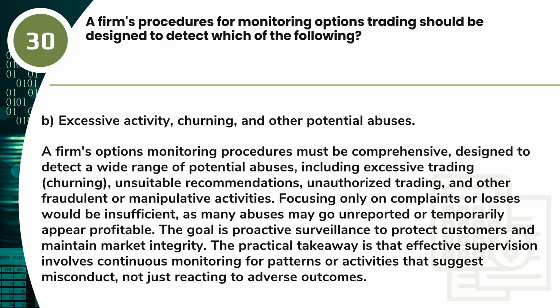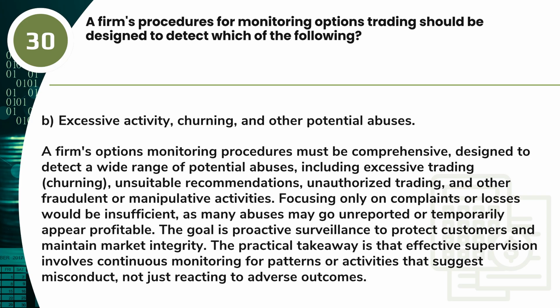Answer B. Excessive activity, churning, and other potential abuses. Explanation: A firm's options monitoring procedures must be comprehensive, designed to detect a wide range of potential abuses, including excessive trading, churning, unsuitable recommendations, unauthorized trading, and other fraudulent or manipulative activities. Focusing only on complaints or losses would be insufficient, as many abuses may go unreported or temporarily appear profitable. The goal is proactive surveillance to protect customers and maintain market integrity.